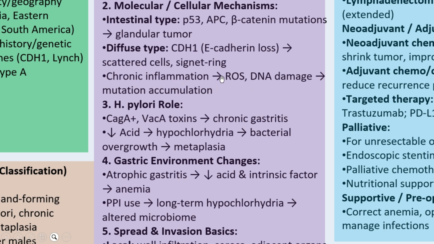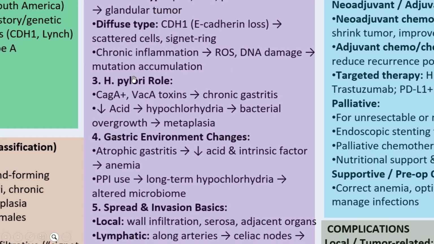and then you have a signet-ring type of appearance. And then we have chronic inflammation, and this is going to come from reactive oxygen species, and reactive oxygen species are going to cause DNA damage. And when you have DNA damage, ultimately we shall have mutations. Then we have the H. pylori angle, where H. pylori is found to have the CagA and the VacA genes.